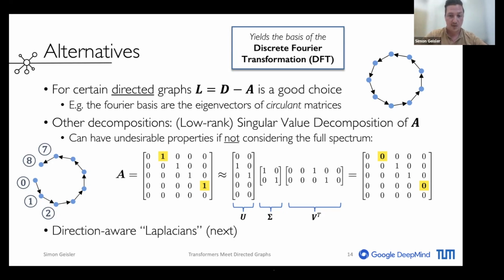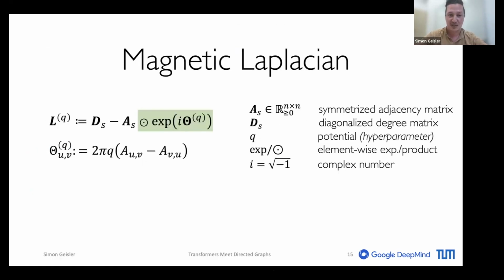Okay, so what we are proposing to do is to use a direction-aware Laplacian. Specifically, we propose to use the so-called magnetic Laplacian. The magnetic Laplacian is motivated by physics to describe some magnetic flux. It also appears in quantum physics and so on. It has been applied to machine learning before. For example, there's a spectral GNN using the magnetic Laplacian, which has been used for community detection and so on. And we can also use this to come up with positional encodings that generalize to directed graphs.